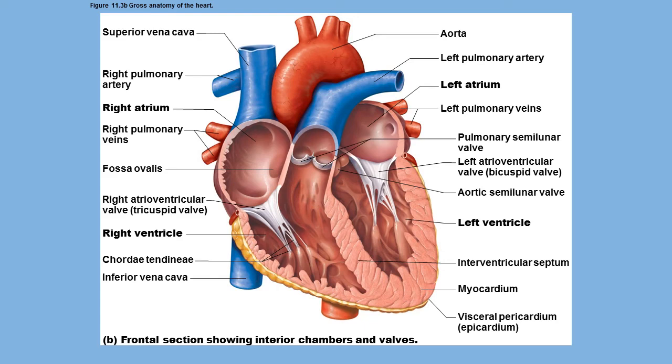It returns to the heart by, on the left side, 2 left pulmonary veins. On the right side, you have right pulmonary veins. Both of those combinations of veins will flow into the left atrium. It will then flow through the left atrioventricular valve, which is also known as the bicuspid valve, and it's also known as the mitral valve. So it has several different names, but that is the valve between the left atrium and the left ventricle.